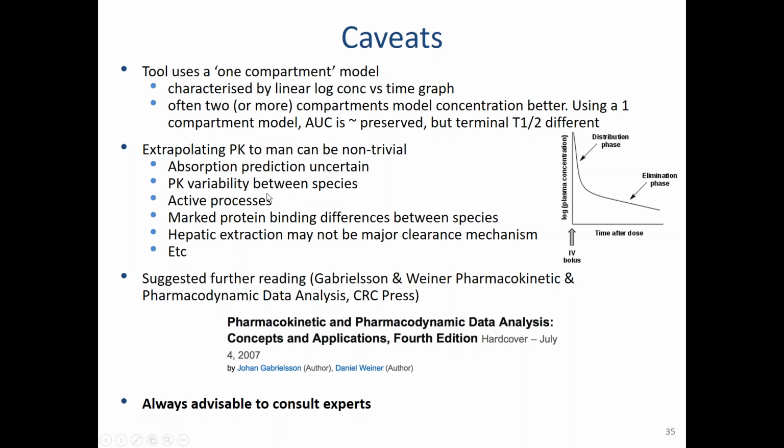Plenty of other things can trip you up. The absorption prediction is uncertain, PK variability between species, active processes, so a whole host of things. Hepatic extraction may not be the major clearance mechanism. That's certainly one of the larger things. So there's plenty of reading, and I guess a get out of jail free card: always advisable to consult experts. Even if you are using the tool, I think it's very reassuring to speak to experts and get some input from them that what you're doing and how you're using the tool is appropriate.